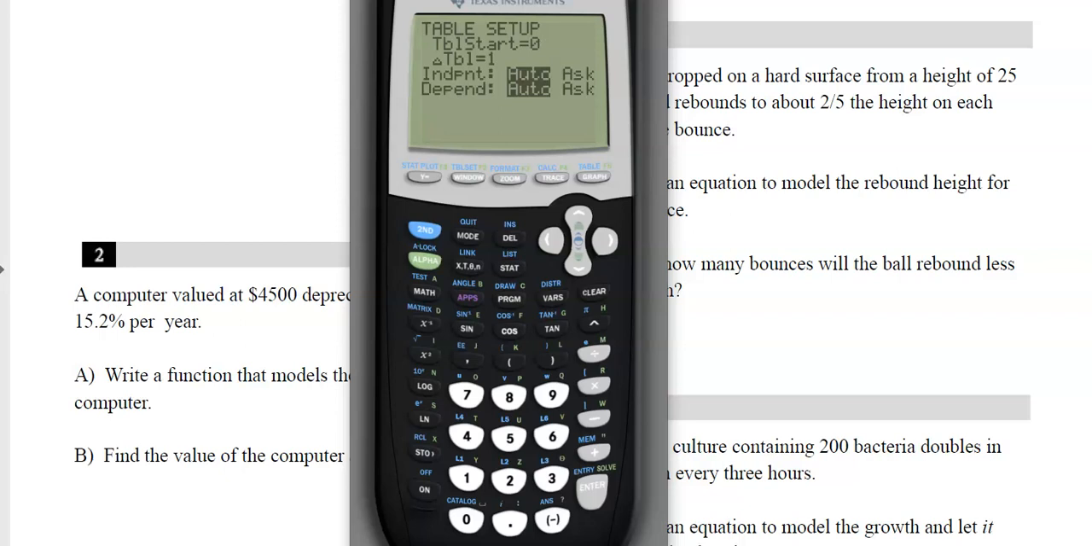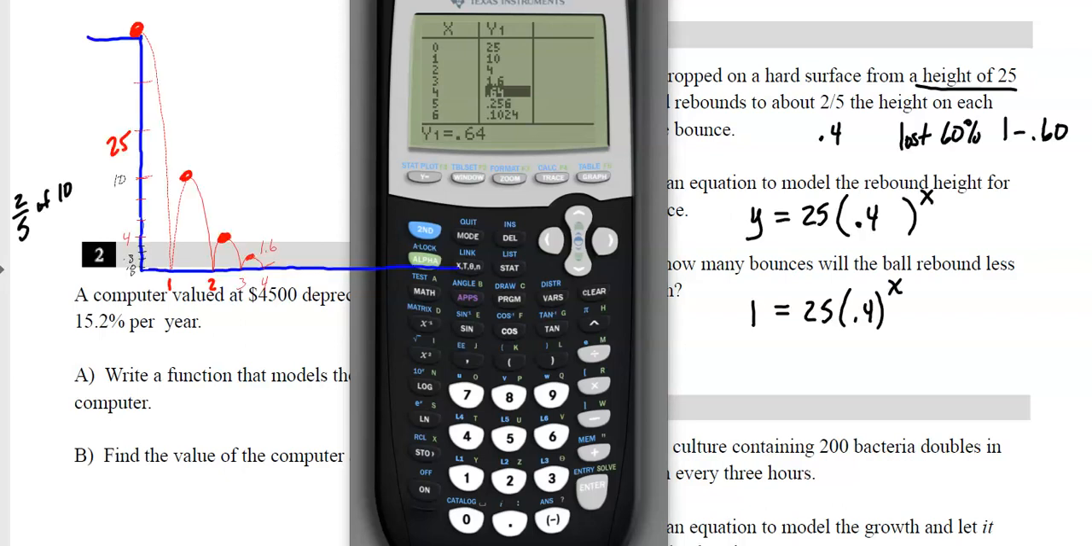So second table. And you look right here, after 1 bounce, I'm at 10, 2 bounces 4, 3 bounces 1.6. After the 4th bounce, I only get back to 0.64. So my rebound is going to be less than 1. My rebound is only 0.64. So the answer for this one is 4 bounces. After 4 bounces, I don't rebound.